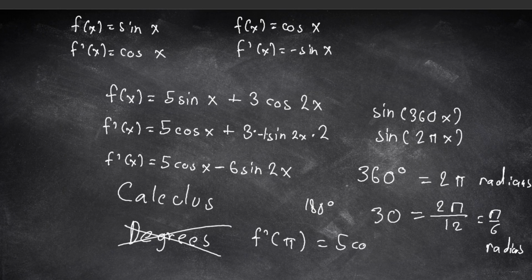So 5 times cosine of pi, minus 6 times sine of 2 times pi, which is just 2 pi. Cosine of pi is negative 1, and sine of 2 pi is 0. So 5 times negative 1 is negative 5. That means the derivative, or the slope at x equals pi, is going to be negative 5.